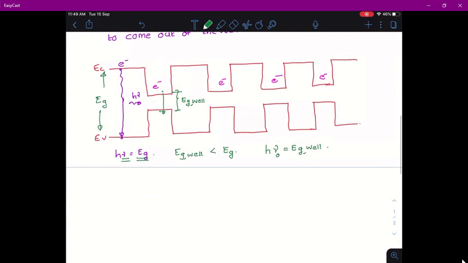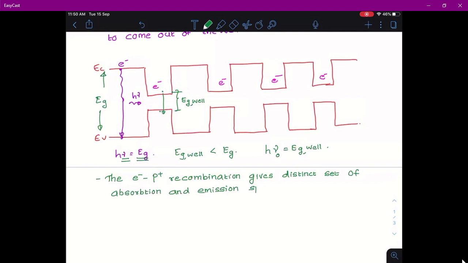So, thus you can have the electron hole recombination give a distinct set of absorption and emission spectrum. Means you will have different frequencies being emitted from the same material.